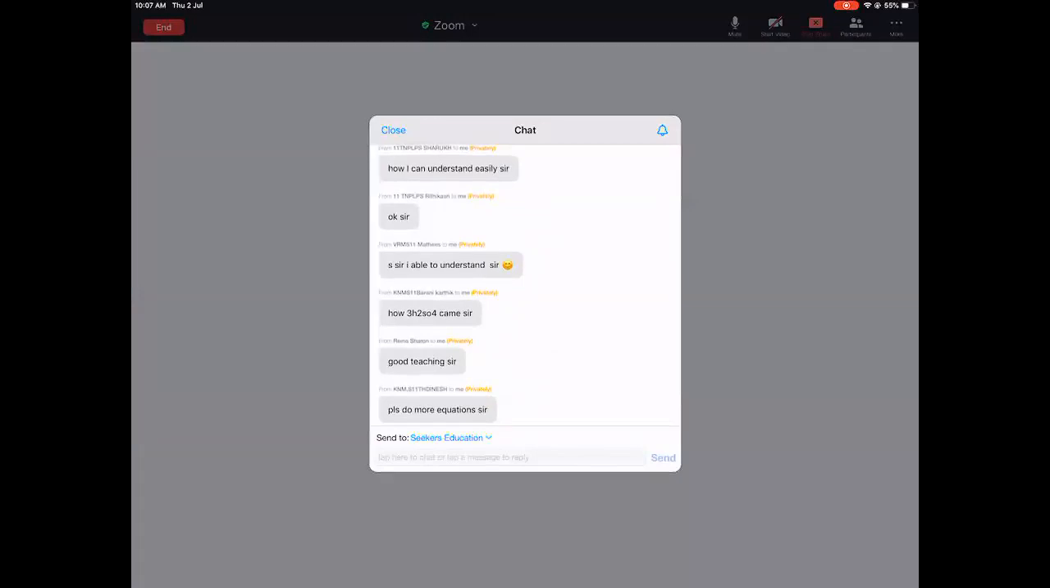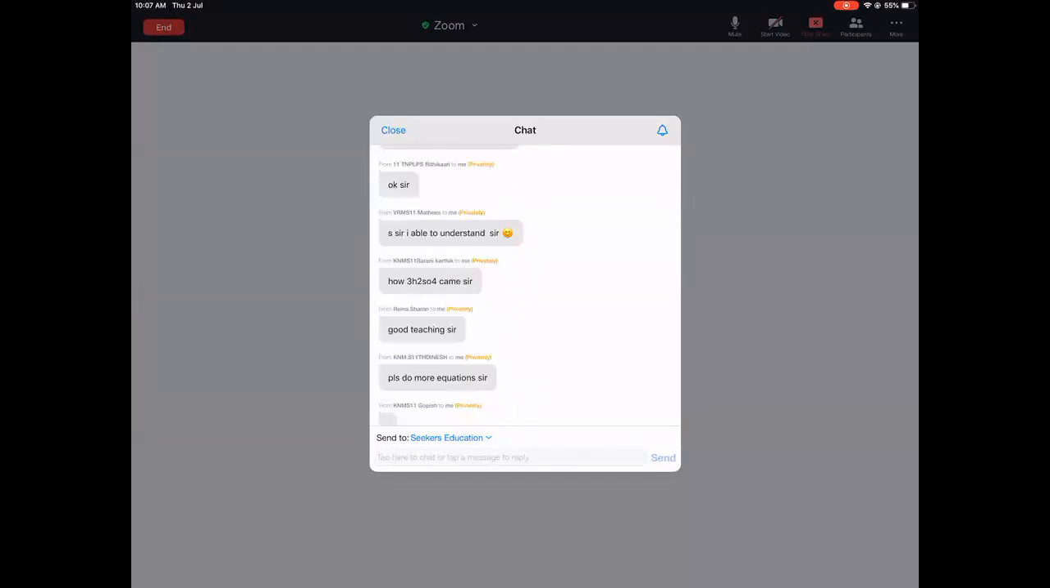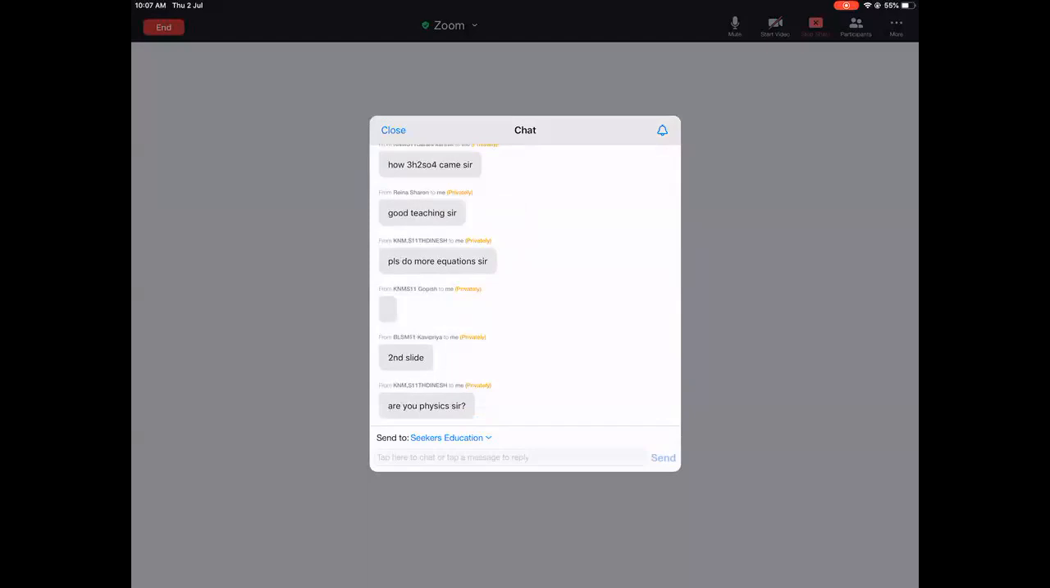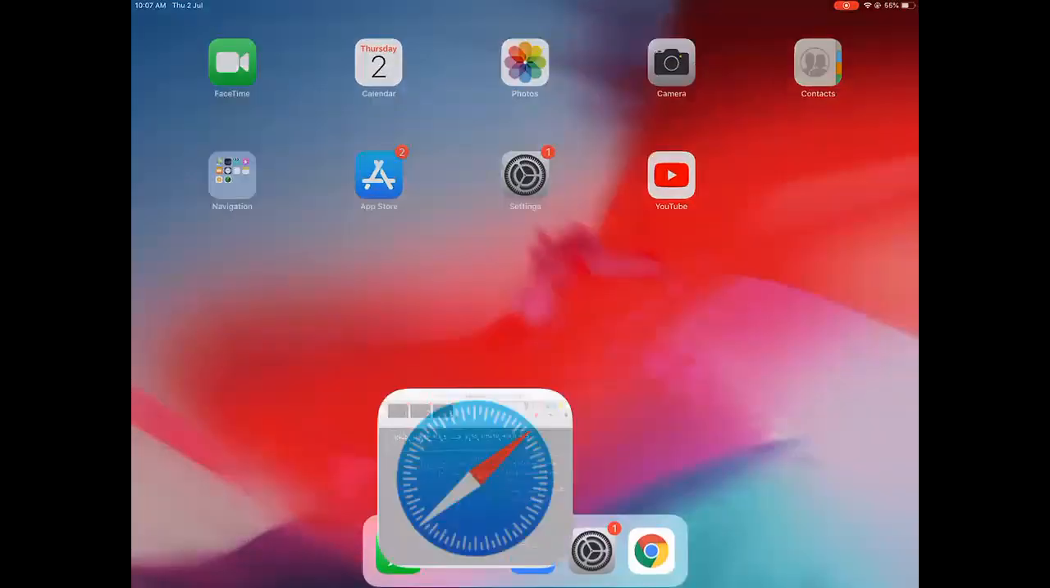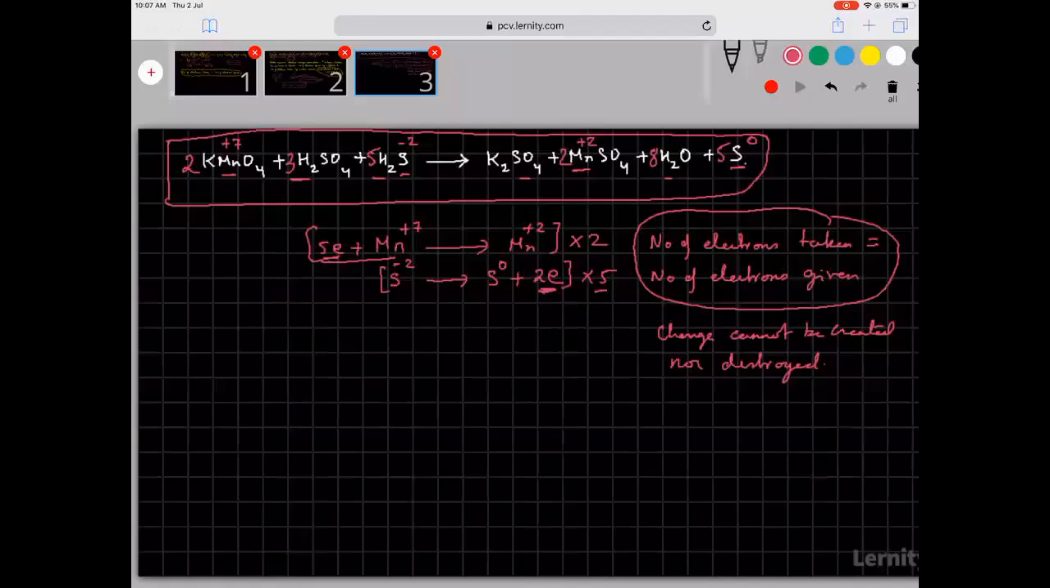And how did 3H2SO4 come? See, first I put 2 KMnO4. There are 2 potassium, so 2 potassium. There are 2 manganese, so I put 2 manganese. Now look at the sulfates. How many sulfates are there? 2 here, and 1 sulfate here. So 2 plus 1, totally 3 sulfates. So this side also I should have 3 sulfates, so I put 3 here. That's how I put.